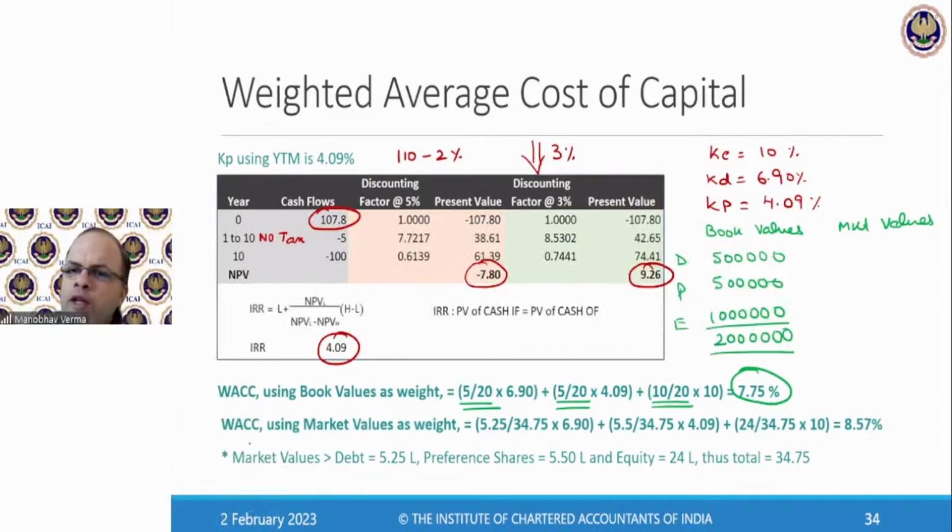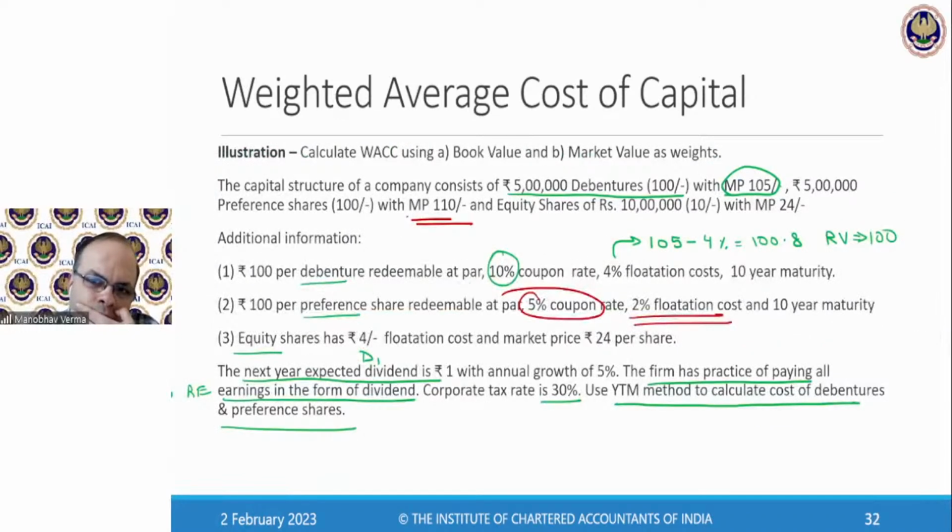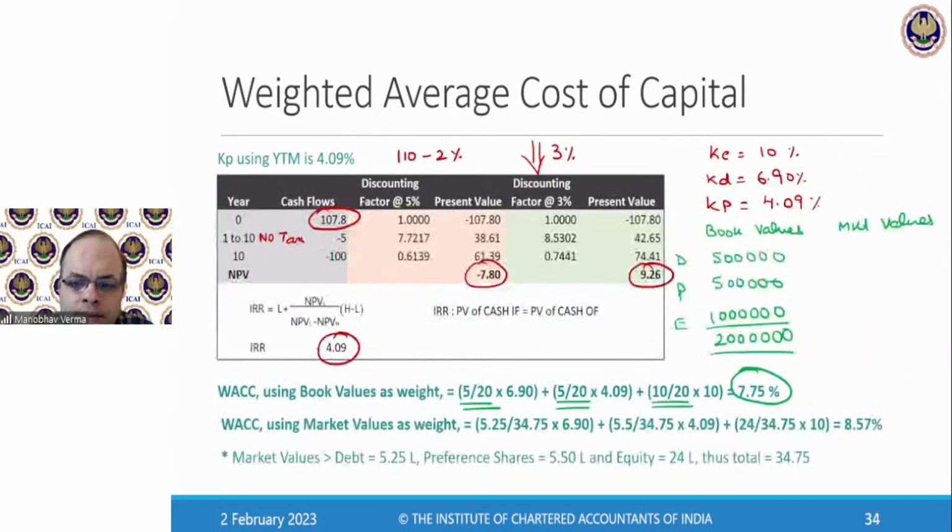Okay, what is market value, guys? So market value given is 105. So 5,25,000 of debentures. Preference share seems to be 550, and 24 lakhs seems to be equity here. Interesting. So we are talking about 525. So let me rewrite that again. So we're looking at 5,25,000, 5,50,000, and 24 lakhs. So this is all given to us.